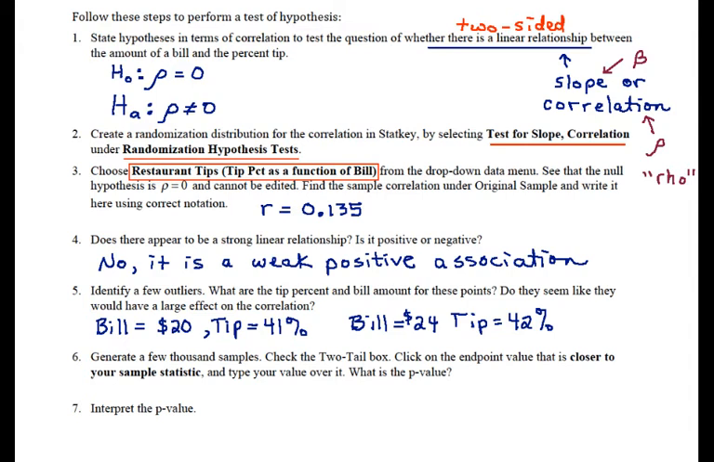So this looks like maybe when mom and dad came in to eat, right? But no, they don't seem like they would have a very large effect on the correlation for the reasons that we indicated. We'll generate a few thousand samples.